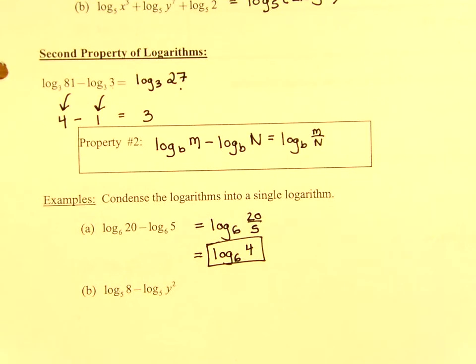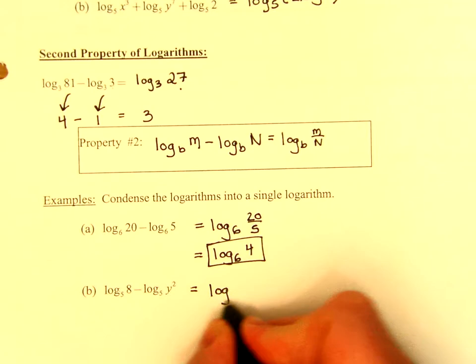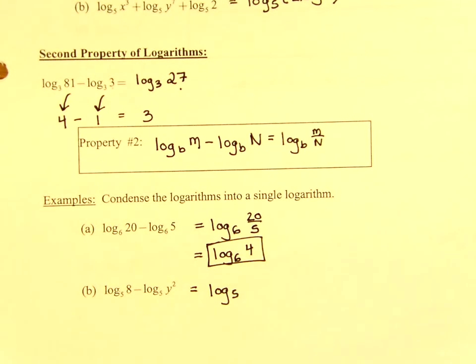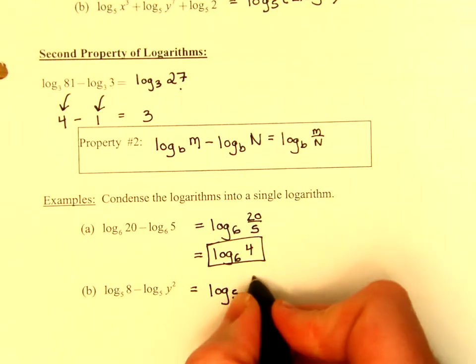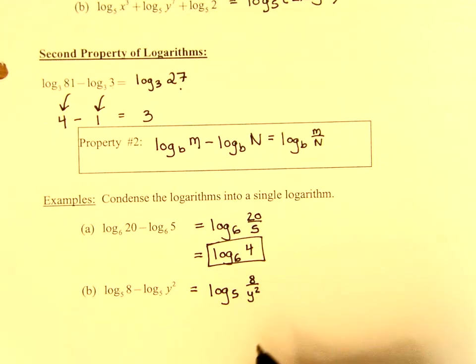Quickly try letter B. Log base 5 of 8 minus log base 5 of y squared. I'm going to divide the stuff inside, and I can't do much more to it. I'm going to say log base 5 of 8 over y squared. When we add logarithms, we multiply the stuff inside. And when we subtract logarithms, we divide the stuff inside. Let's look at a few more examples of this.